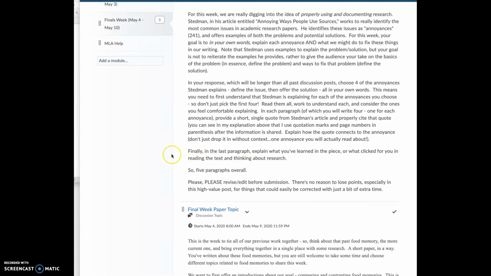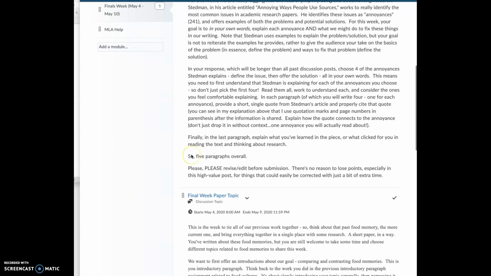And then I want one final paragraph, right? So we're already talking 4 paragraphs, one each for each of those annoyances. And in the last paragraph, I really want you to think about yourself as somebody who's reading and learning and writing. What in Stedman's piece did you learn, right? Or what kind of clicked for you as somebody who does academic writing or is working through how to do academic writing? So I want that last paragraph to be a reflection, right? You are reflecting about your own reading and understanding, okay? So 5 paragraphs in all.